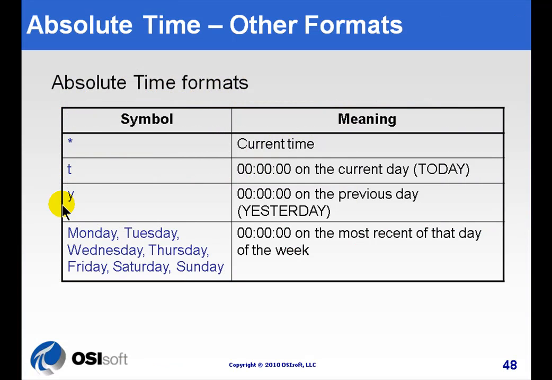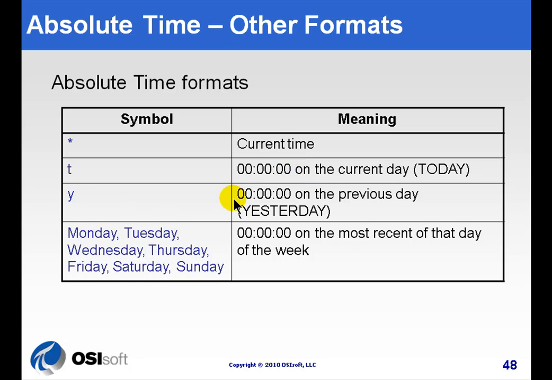What we've been showing so far are the absolute times. An absolute time means it's got a specific time, like day, month, year, hour, minute, second. But we also have abbreviations like asterisk, which stands for the current time. T stands for today, and since we omit any other addition to that, it would be today at midnight. Y for yesterday at midnight.